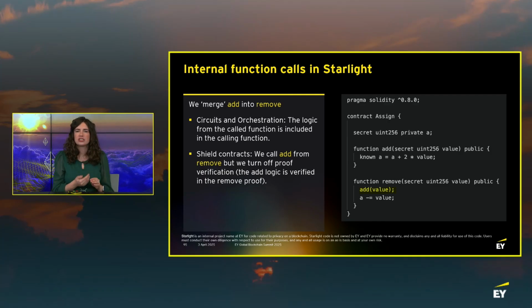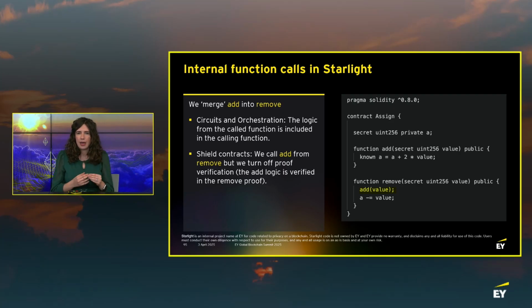Okay, so first of all, let's start with how we already achieve internal function calls in Starlight. So in this example contract, we have the assign contract, and we have the remove function and the add function, and in here we have remove calling add. So this is internal. It's calling a function in the same contract. So what will happen is we will just include the logic from add in the circuit for remove.